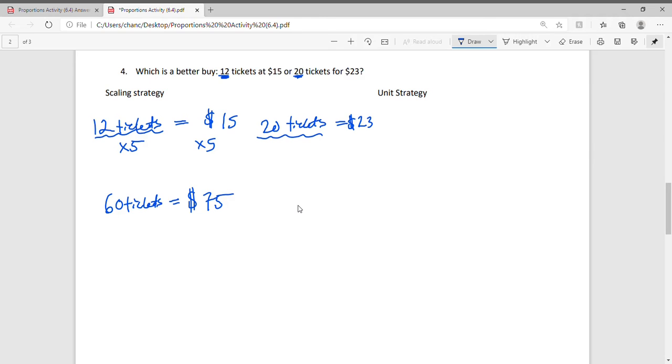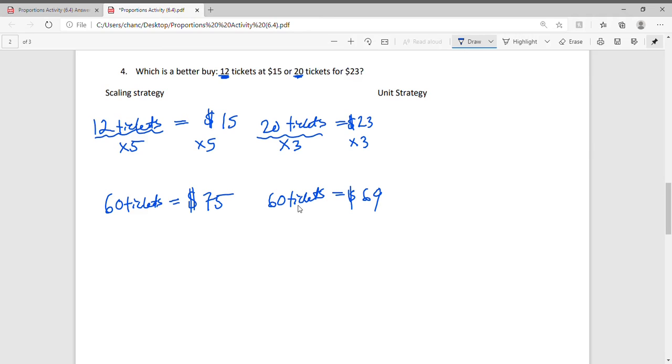Now I know 60 tickets equals $75. I can multiply this by 3, and of course we'll have to multiply the other side by 3 also. 20 tickets times 3 gives us 60 tickets. 60 tickets equals, well, we'll have to multiply 23 times 3. That's $69.